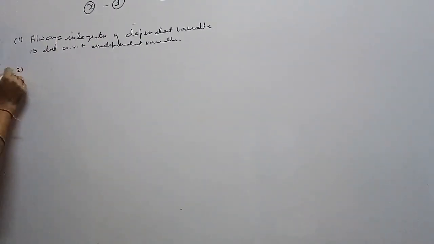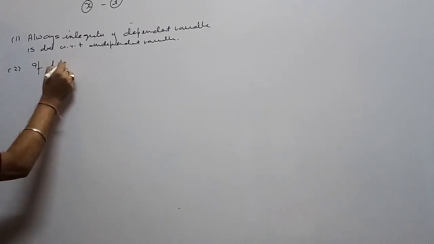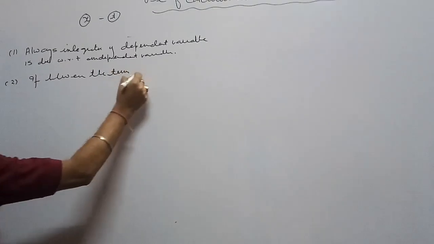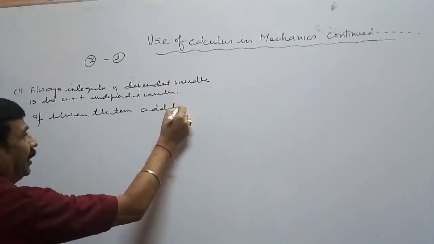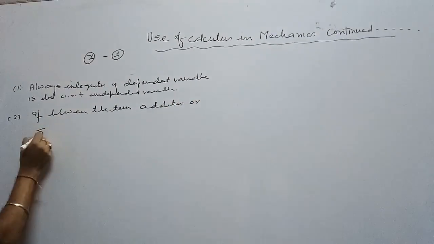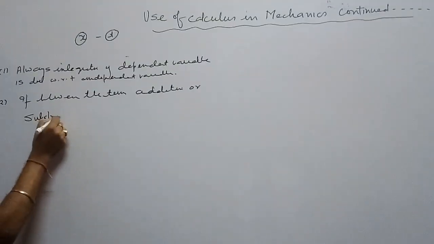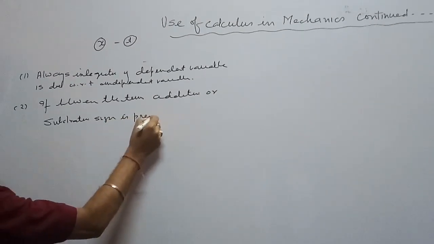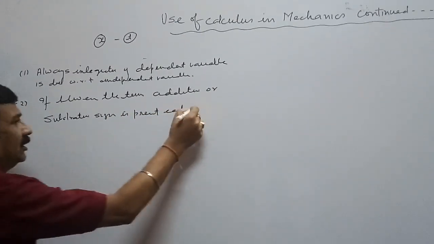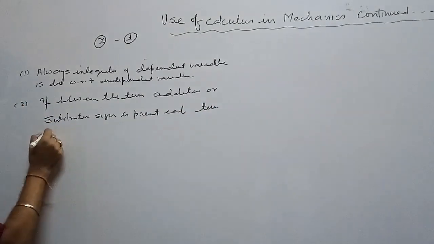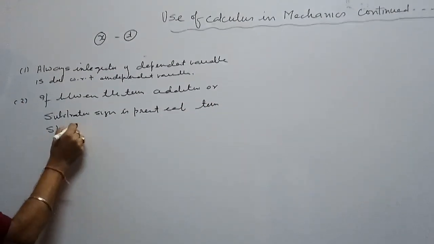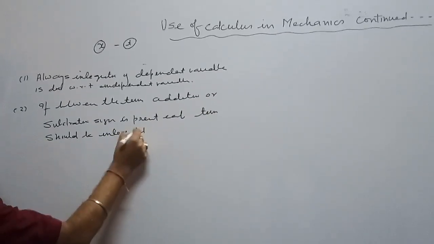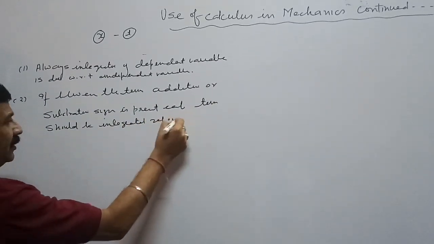Rule number 2: if an addition or subtraction sign is present between the terms, each term should be integrated separately.